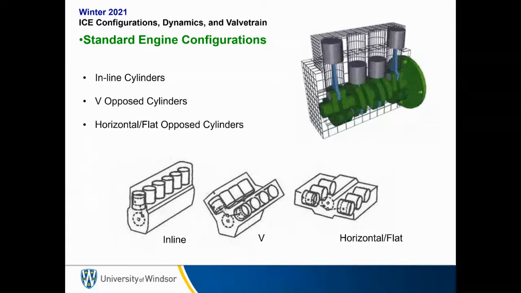V opposed cylinders, basically the cylinders are on either side of the crankshaft in a V shape. And then horizontal or flat, essentially if you took the V and squished it and flattened it horizontally. So yes, there are cylinders on either side of the crankshaft, but they're now moving in a horizontal plane as opposed to the V formation where it's kind of on an angle to the horizontal. So these are the three main configurations.